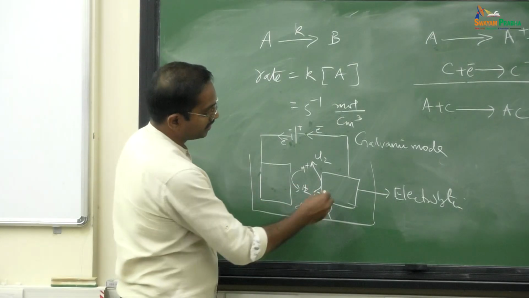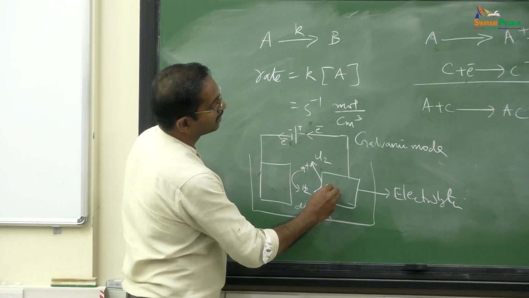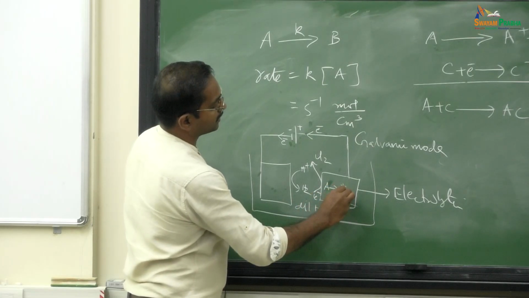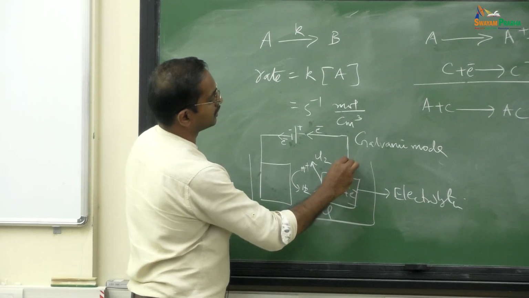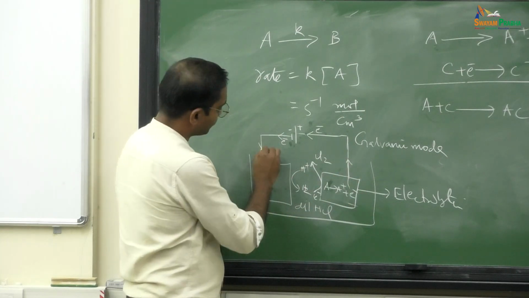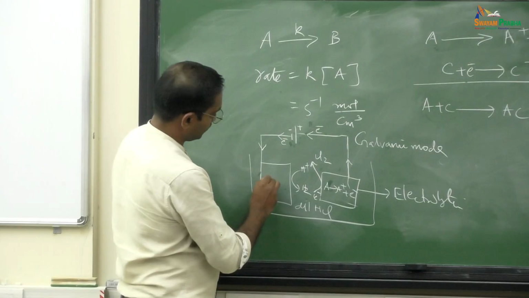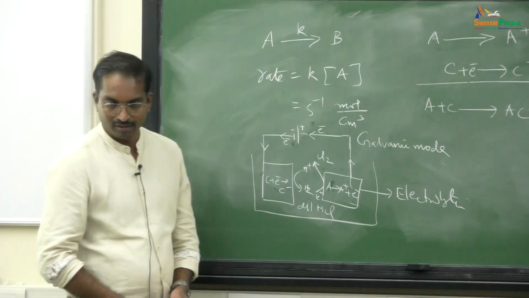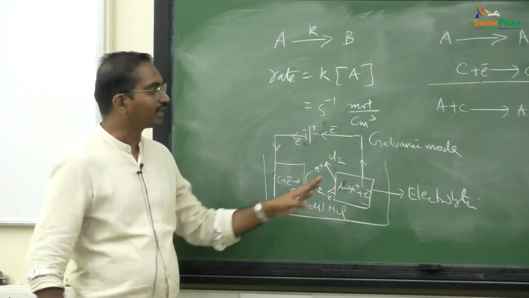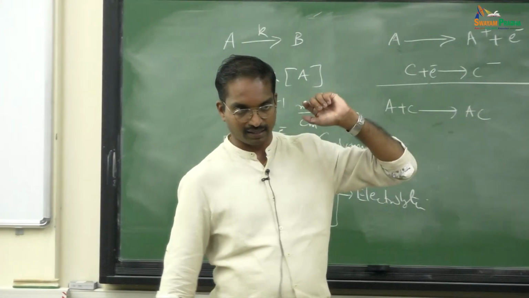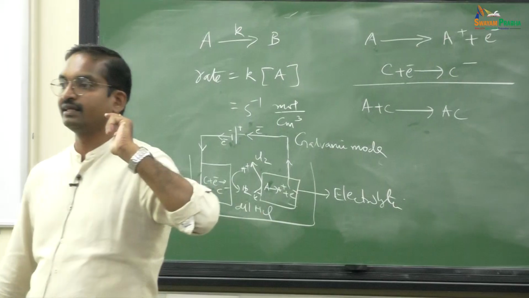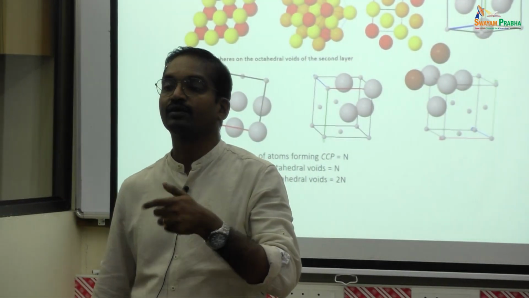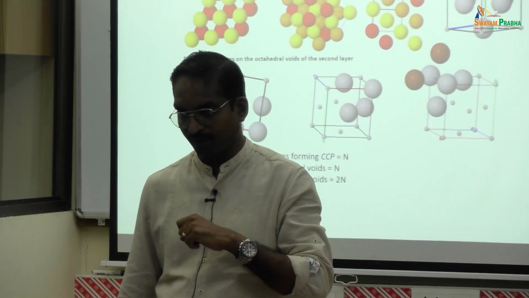What did I say? If A ejects an electron, becomes A plus plus electron, that electron goes through this, and the electron comes here. Here the C consumes that electron, produces C minus. You see, this is an electrochemical reaction. The product is the same in chemical as well as in electrochemical. The only thing is, we let that electron pass through the circuit. Why do we do that? Then only we can do electrical work. Otherwise, it will be a chemical work.